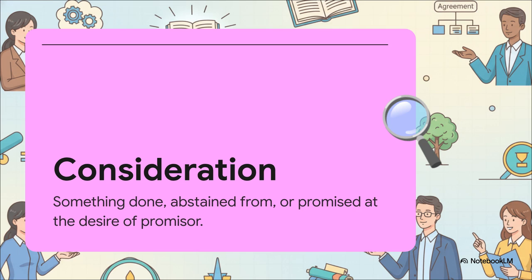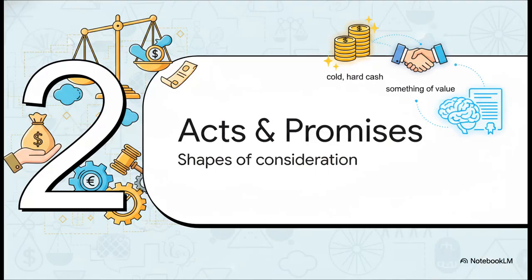In fact, in the famous case Currie v. Misa, consideration was brilliantly defined as a benefit to one party or a detriment to another. Ultimately, this whole concept is here to ensure reciprocity. Both parties have to bring something of real, lawful value to the table to create that commercial certainty we all rely on.